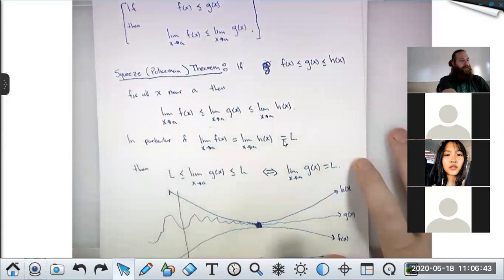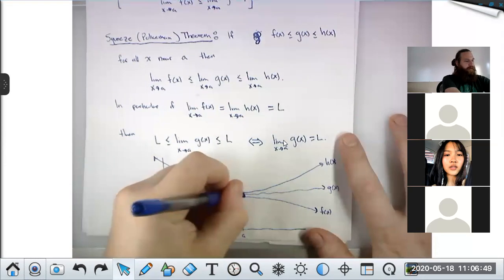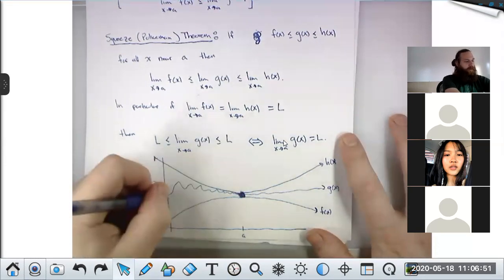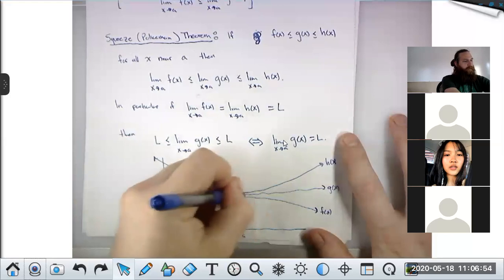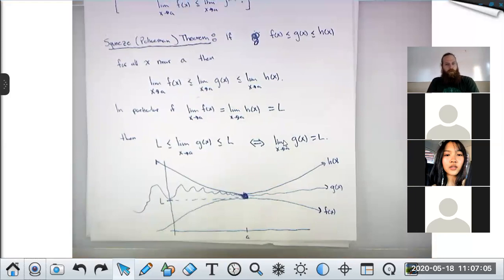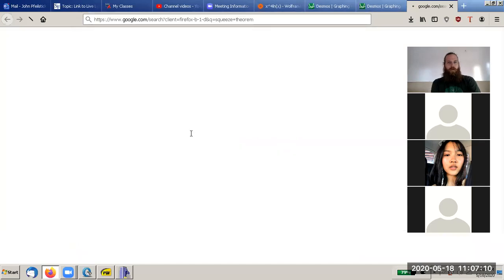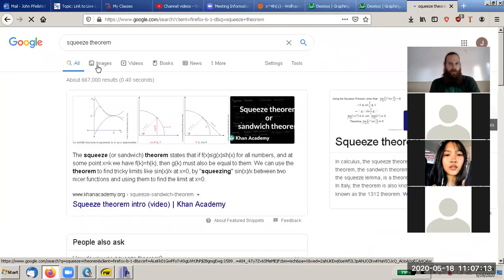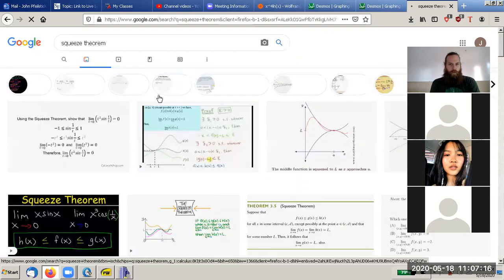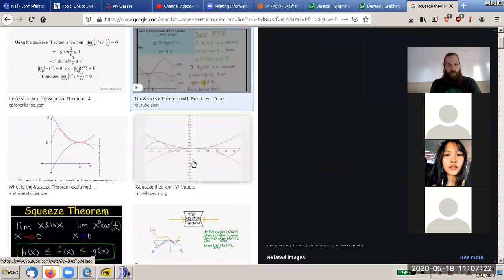So this function g might be doing some weird stuff, and it might be really hard for me to say what's going on. But if the other two functions both go to the same y value, L, then the weird behaving guy in the middle also has to go to L. I can probably get you a better looking picture than that over here. Yeah, this is the idea. That's that delta epsilon stuff, though. I don't want to scare you.